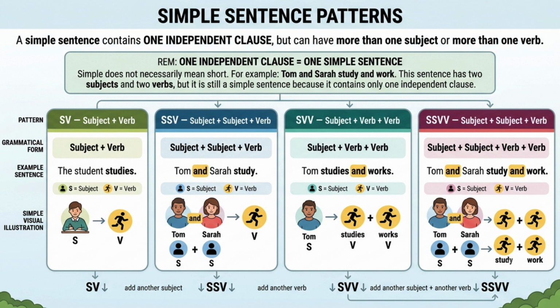Since we have finished looking at all 4 patterns, let's do a quick check. If you saw a very long sentence with many subjects and verbs but only one independent clause, what would you call it? I would still call that a simple sentence. Even if it gets really long and crowded with people or actions, as long as it's just that one train on the track like we talked about, the structure is still simple.